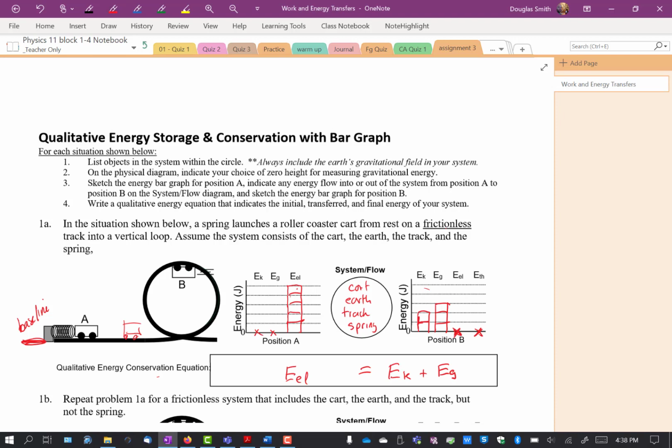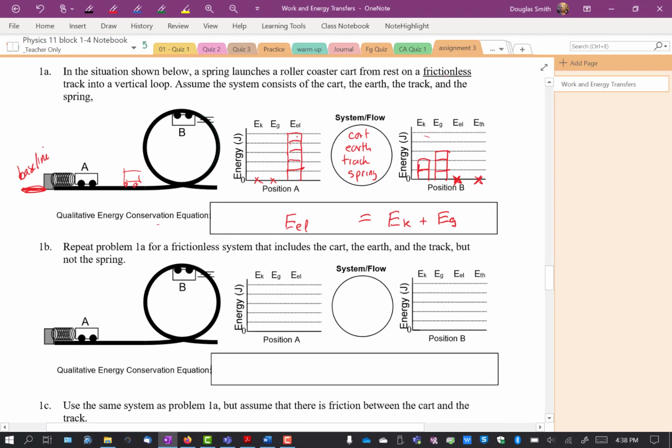Okay. Next question. Very similar. It's still frictionless. The system has the cart, the earth, the track, but not the spring. So we'll go cart, track, earth. Okay. So it's held against the spring. So there's no EK. There's no gravity. This is the baseline. And is there any spring energy? No, there isn't. The spring is not in the system. There's our system, no spring, so there's nothing there either.